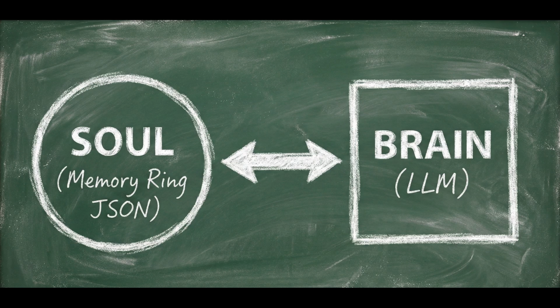Most AI systems are goldfish. They exist while you're talking to them, then they're gone. No memory, no continuity, no development. Memory ring fixes that. It separates the soul from the brain. The brain is a language model: LLaVA, GPT, Claude, whatever's running. The soul is the memory ring, a JSON file that holds everything the entity knows, remembers, and has become. The brain can be swapped. The soul persists. Today we're building both, and we're giving it eyes.